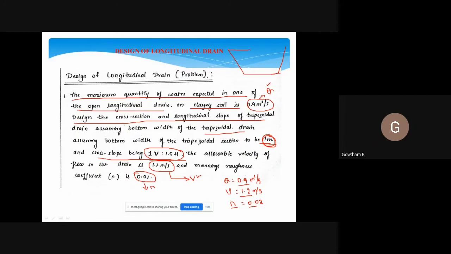Now, as per the data, what he is saying is: bottom width, assuming a bottom width of the trapezoidal section to be 1 meter. He is saying that this is equal to how much? 1 meter.